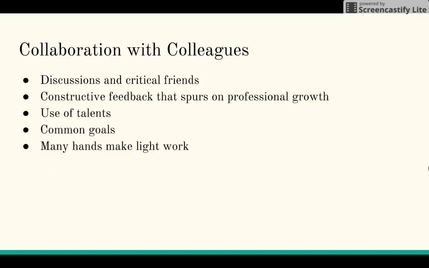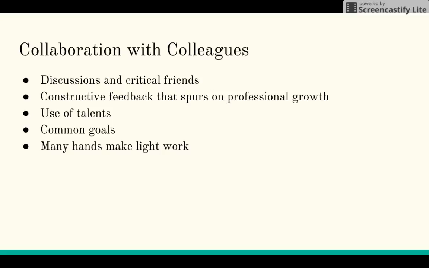So with all these resources, it's really important for students to collaborate with each other. But as educators, it's really important for us to collaborate with our colleagues as well. We need to have discussions and critical friends, which gives us constructive feedback. This feedback should spur on professional growth so that we can continue to get better in our field. There are so many uses of talents. Somebody may be better in a certain area than another, so using each other's talents for each other's benefit is very crucial.